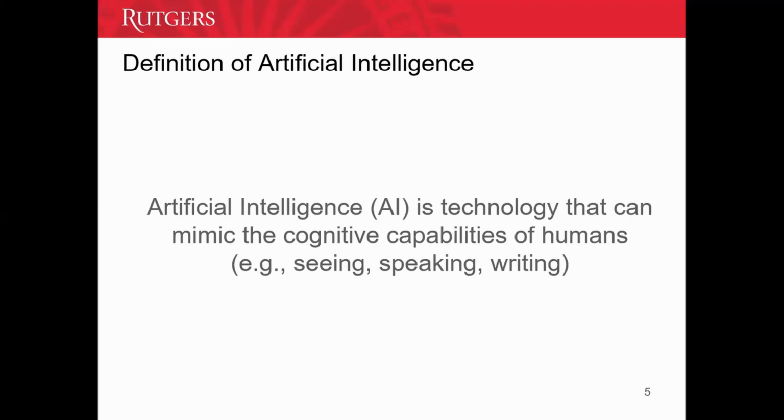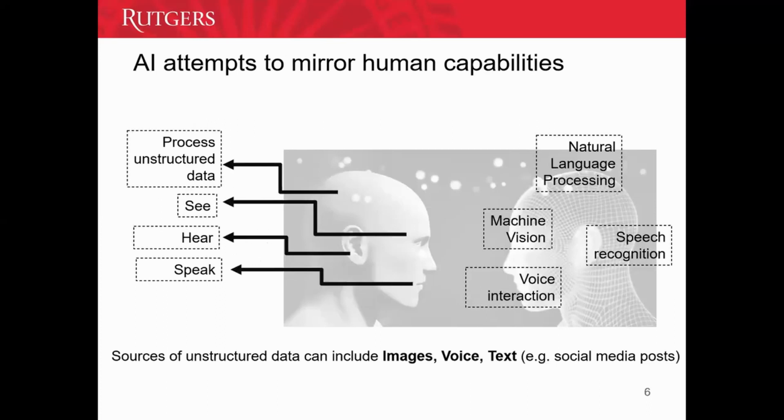Another definition that I really like to use is that artificial intelligence is a technology that can mimic the cognitive capabilities of humans. And when I say cognitive capabilities, I'm talking about the ability to see, to speak, to write, to walk, to process information. These are things that we do as human beings, sometimes even without being aware that we are doing this through mental processes. And so artificial intelligence is this technology that is really trying to mimic our capabilities.